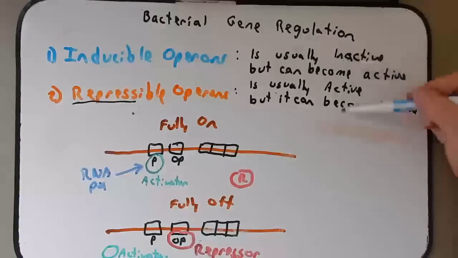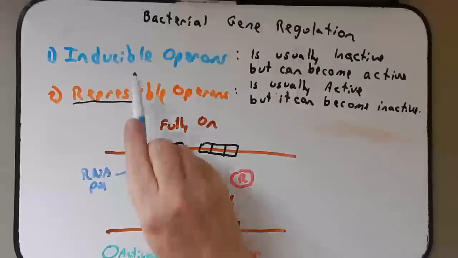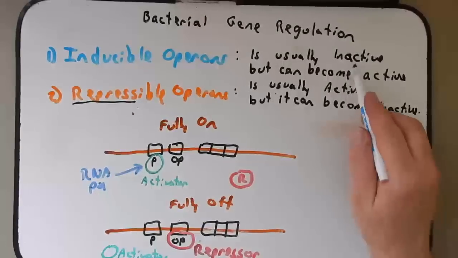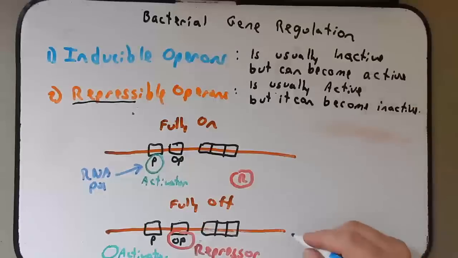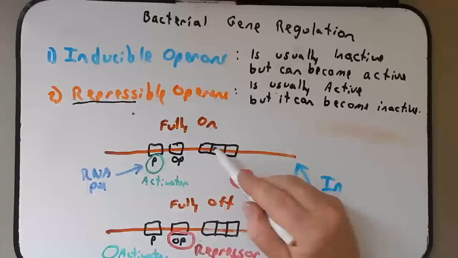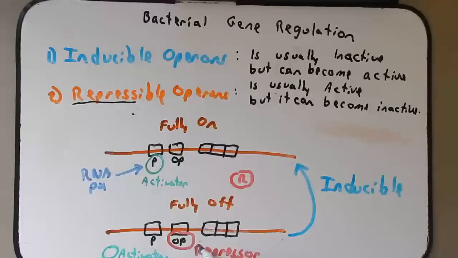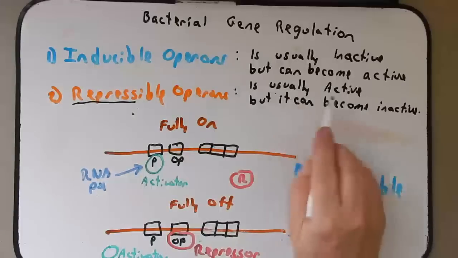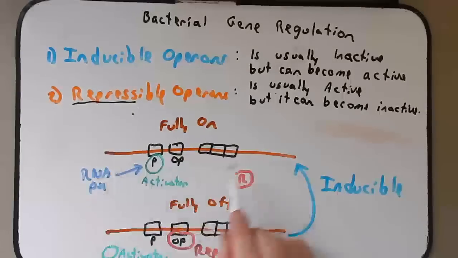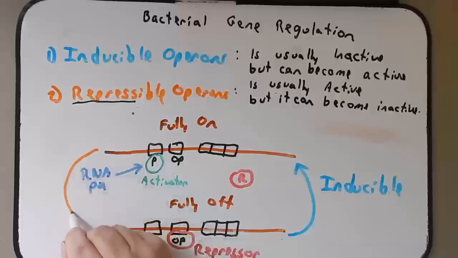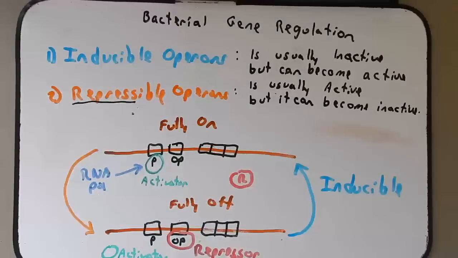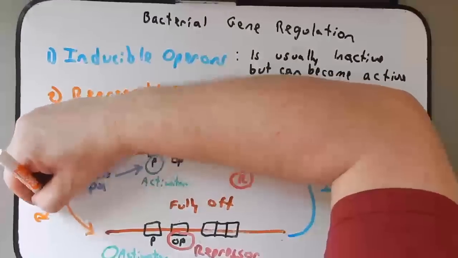Now let's go back to these 2 terms up here. An inducible operon is usually inactive, meaning it's this one down here, fully off, but it can become active. So an inducible operon would go from this state here to this state on top here. Usually off, but can be turned on. Now a repressible operon is usually active, so it's going to represent what we see up here on top. So it's usually fully on, but it can become inactive. It can be turned off. And so this is our repressible.